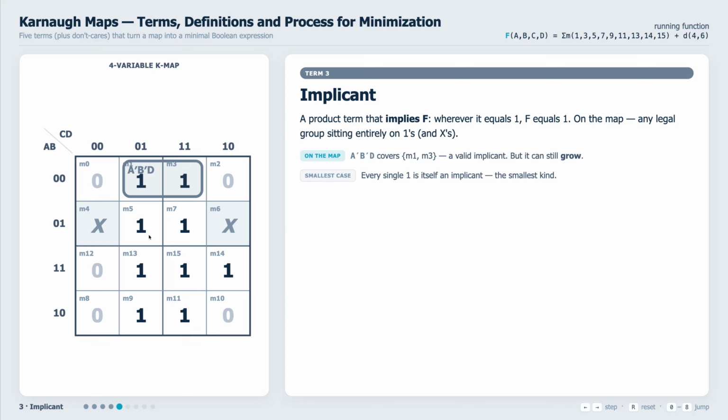So for example, I couldn't include M12 and M13 to be an implicant because 12 is a 0 and 13 is a 1. So while this is a valid product term, it's not implying F. It's inconsistent with F. So grouping 12 and 13 together would not be an implicant, whereas grouping 1 and 3 together is an implicant. Okay, so that's what an implicant is.